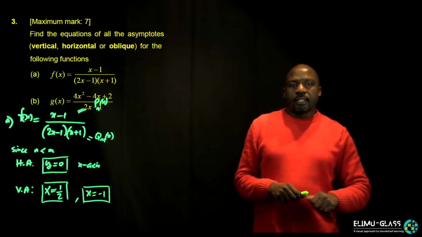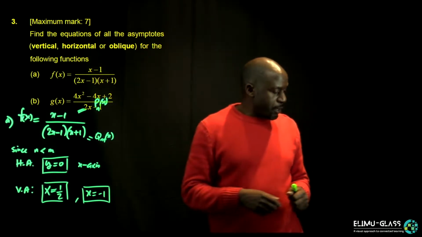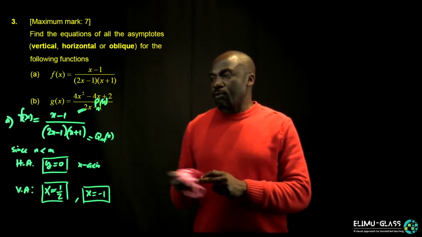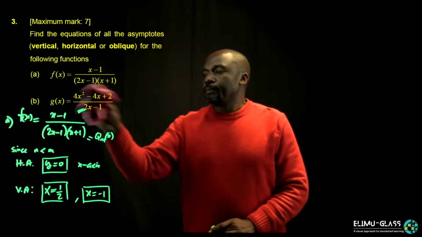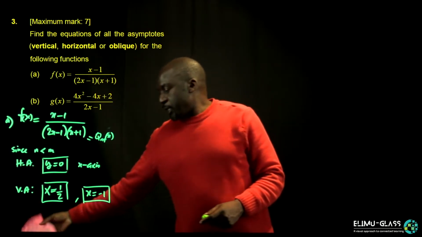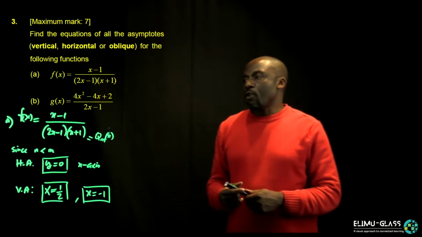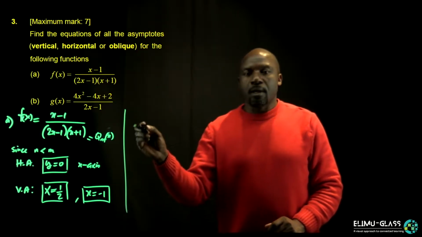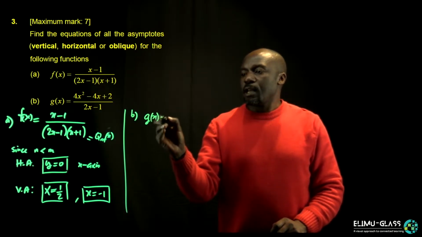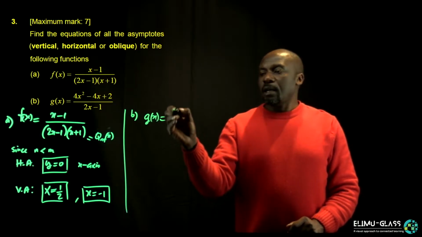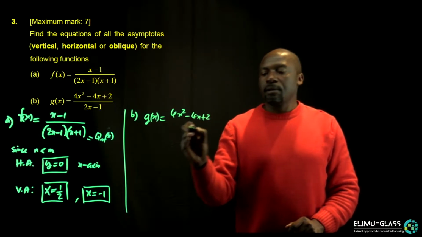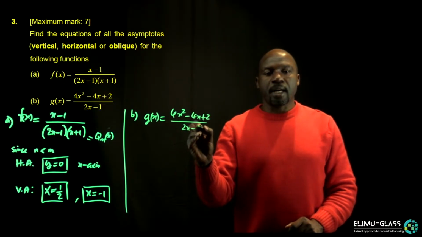The second rational function is a bit different. So let me just remove this so we can see it clearly. Right, so the second one requires a bit more. If we look at the function now, part B, g of x is now 4x squared minus 4x plus 2 over 2x minus 1.